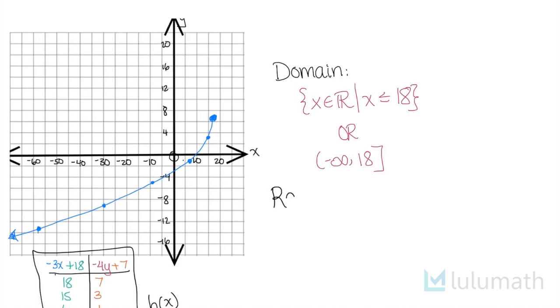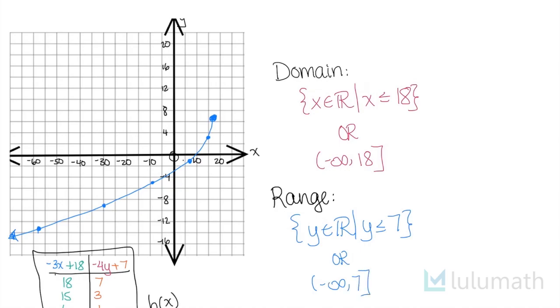And for our range, we know that our y value cannot go above this point since our x value cannot go past this point. And this point right here is 7. So we know that for our range, y is an element of the reals such that y is less than or equal to 7, or it goes from negative infinity to 7.